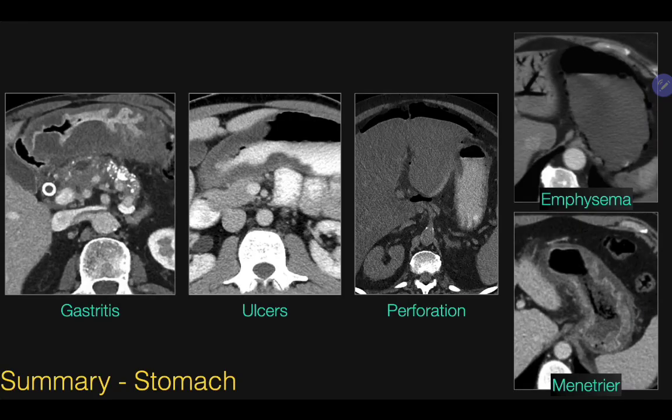Two common cases of gastric inflammation are related to pancreatitis or peptic ulcer disease. When gastric or proximal duodenal ulcers perforate, you will usually see a predictable pattern of air, fluid, and inflammation to help you be more confident about your diagnosis. Less common gastric pathologies include emphysematous gastritis and Menetrier's disease.